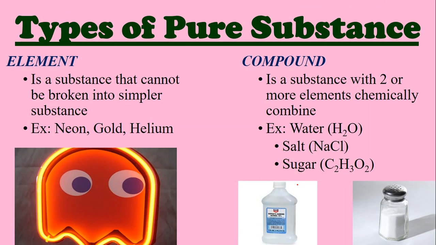And speaking of that, element versus a compound. An element is a substance that cannot be broken down to a similar substance. Anything on the periodic table of elements would be considered an element. So neon, which is my favorite element out there, gold, helium, and then a compound is a substance with two or more elements chemically combined, like H2O, that's water, salt, Na and Cl together, sugar, C2H3O2. All right. So all of those are compounds.